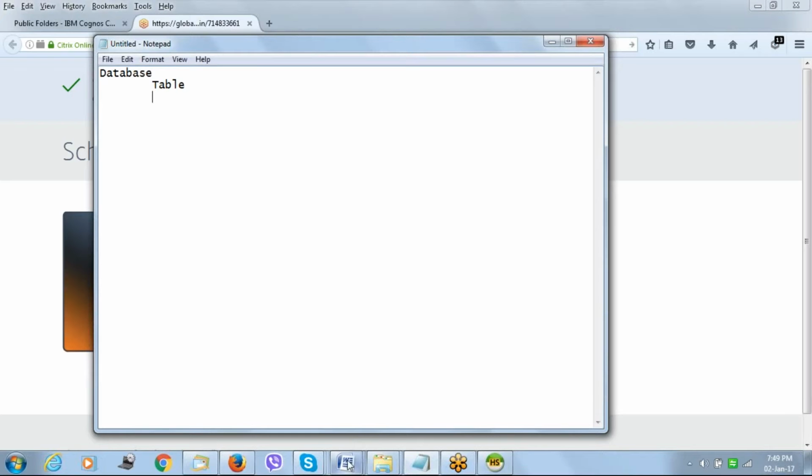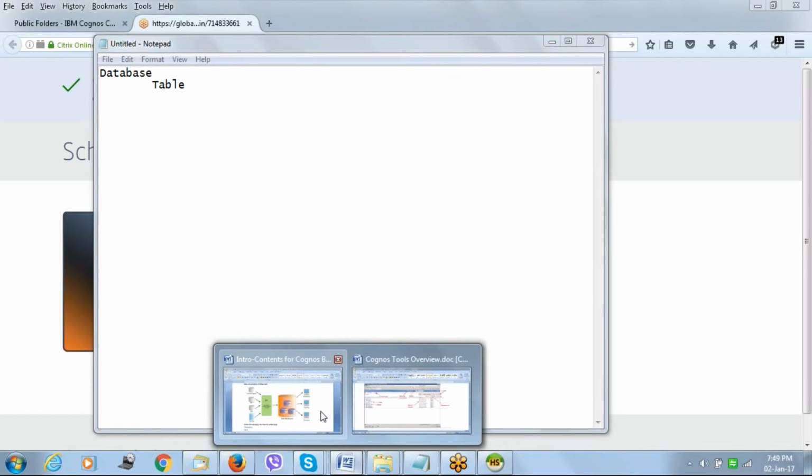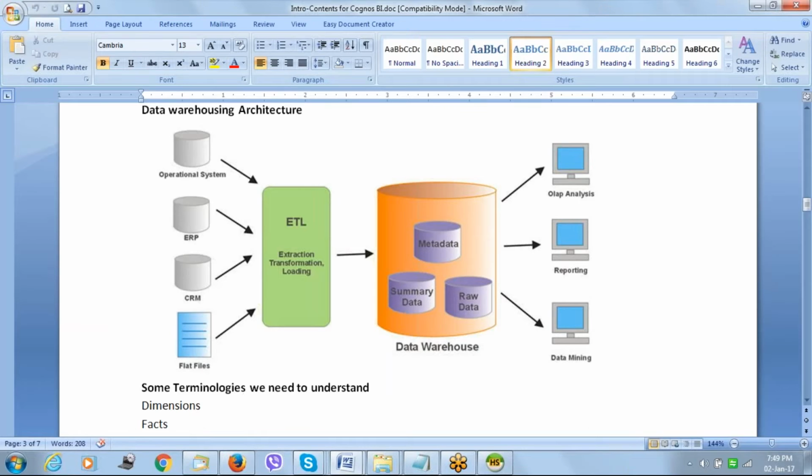So this will be a theoretical part. So, overview of data warehousing. That is the architecture of data warehousing. I think you will be able to see the screen. So yes, we have something called operational system, ERP, CRM. ERP means enterprise resource planning.